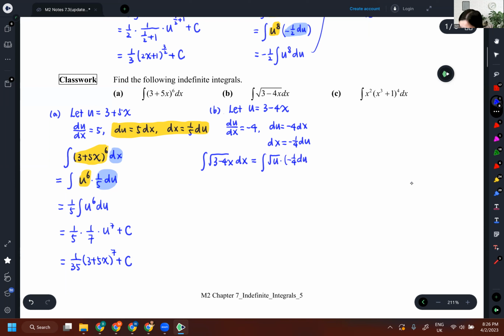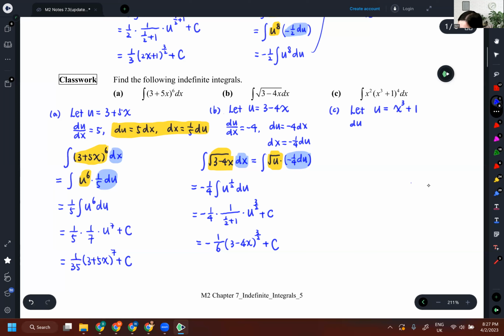Last one. Let u equal x cubed plus 1, du/dx equal 3x squared. Therefore, du equal 3x squared times dx, and also x squared dx equal 1 over 3 du.